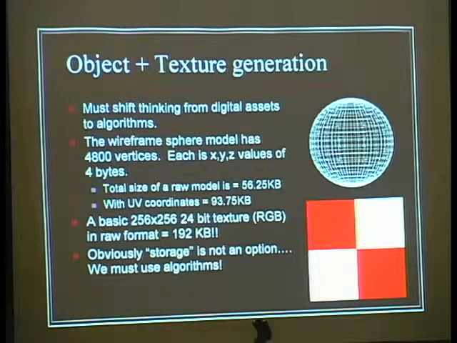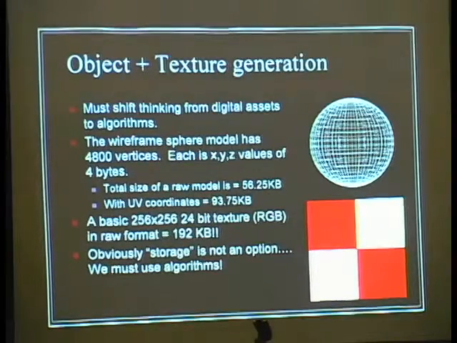So if you do that, you end up with the raw model being 56 kilobytes, right? We're trying to have something in 4 kilobytes. So obviously you can't store the raw model. And if you're talking about using UV texturing, which is just a fancy way of saying having coordinates for putting a texture around the sphere, that balloons again up to 93 kilobytes roughly.